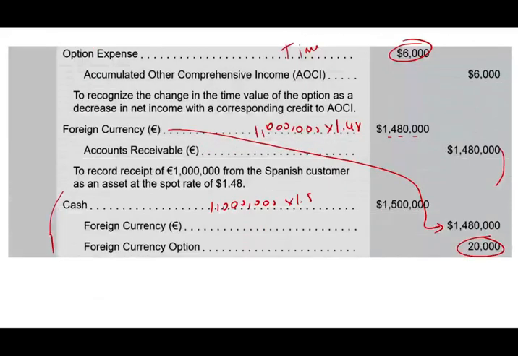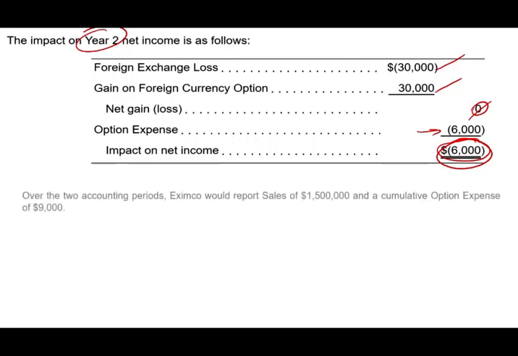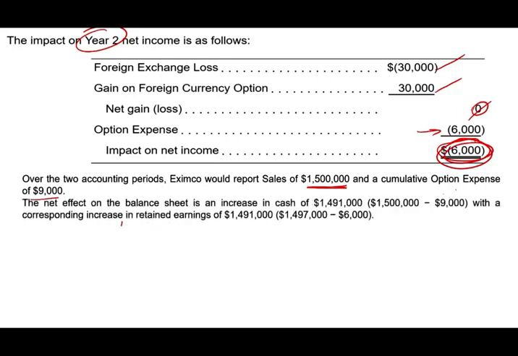Okay, and remember what I told you. The maximum you would receive is 1,991,000. So let's see. Over two accounting periods, we reported a sale of 1.5 million and a cumulative option expense of 9,000. We expensed 3,000 in year one. We expensed 6,000 in year two. The net effect on the balance sheet is an increase of 1,491,000, with a corresponding retained earnings of 1,491,000.